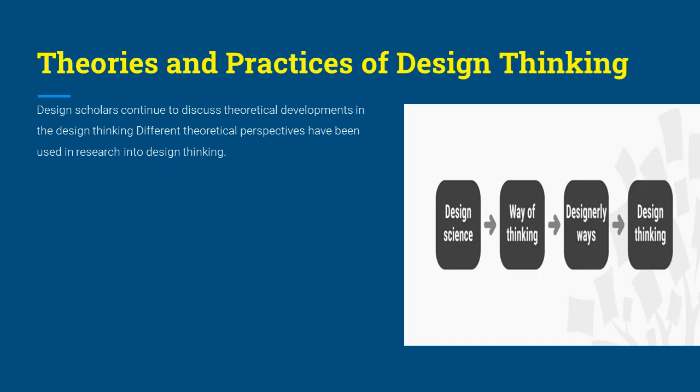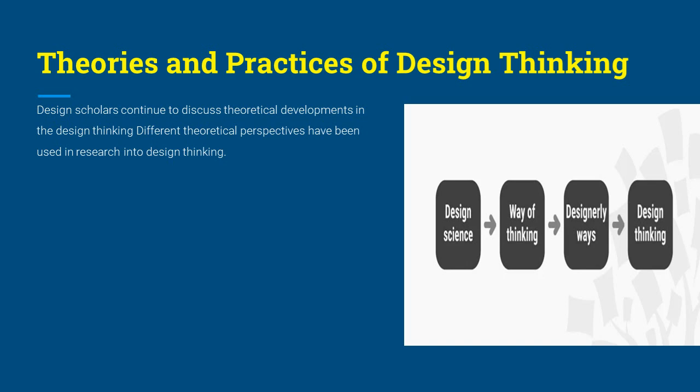Like any other discipline, there are theories and practice. That means something is proposed and tested in the field and then finally accepted as correct. Design school scholars continue to discuss theoretical development. That means people have different perceptions, different proposals, different theories. And here we will be considering different theories. For example, now people say design science, a way of thinking, designerly ways, and design thinking. So it has come to this. That means design science is a science, and using those principles in your thinking and practice is called design thinking.